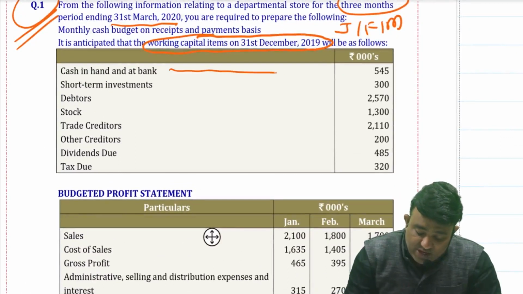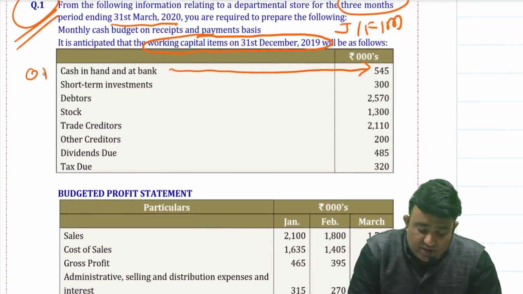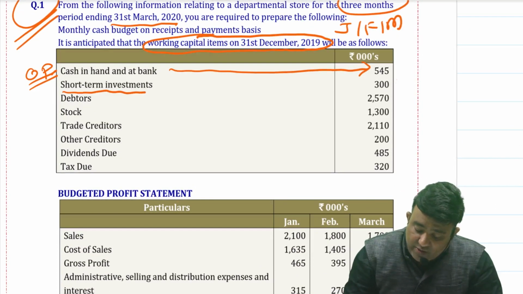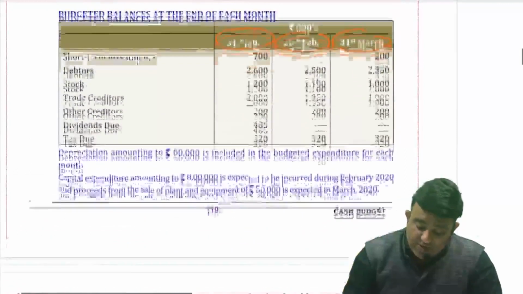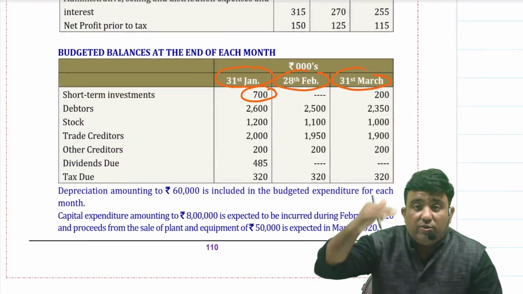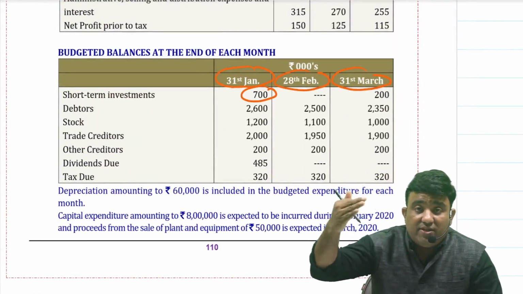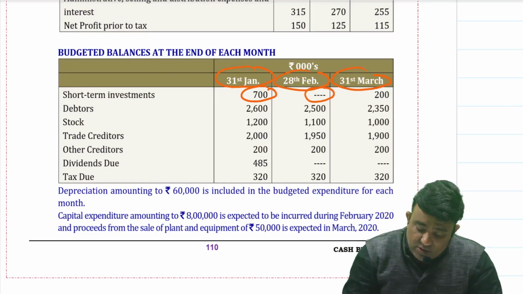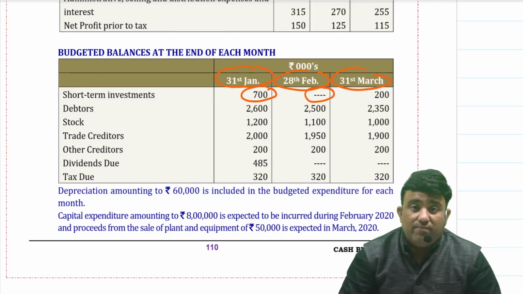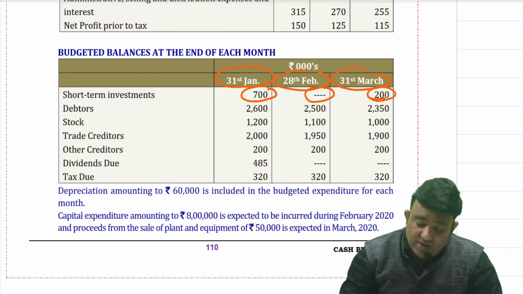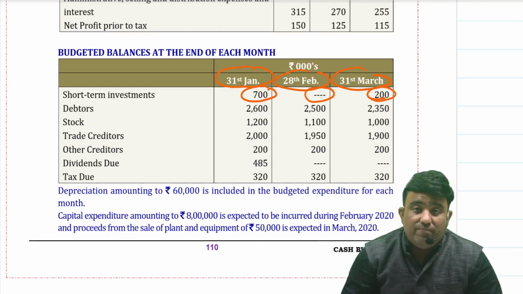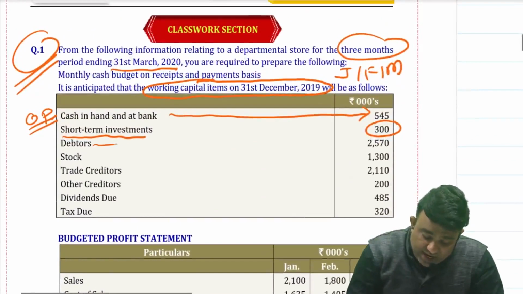For example, this will be my cash on hand. So this will be the opening balance of the month of January, yes, no? Same way, if I talk about short-term investment, it was already 300. Now it is going to be January end 700. So from 300 to 700, it has increased. Increase means there is a 400 purchase, and purchase is a payment. After 700, it has become 0. Means it's a decrease in investment. So there is a sale of investment 700. Yes, no? And thereafter it has again increased to 200. That means there is a purchase of investment 200. It's a payment.